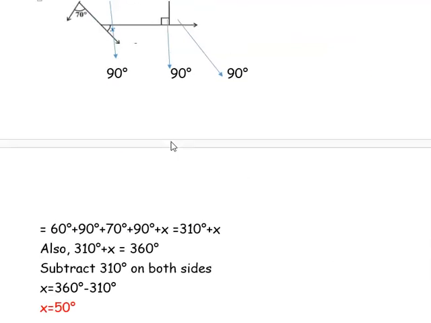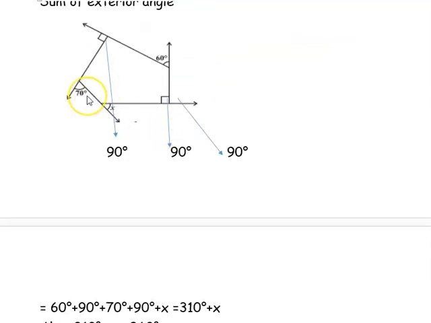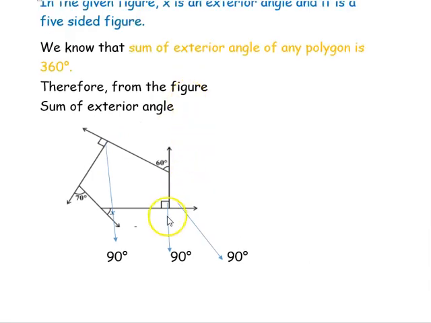Now if you look at the figure, this exterior angle is 70 degrees, this exterior angle is 90 degrees, this exterior angle is 60 degrees. Therefore, this is the exterior angle we want to find. Now we know that this is a straight line and this half is given as 90 degrees. So it's a straight angle, so the total angle is 180 degrees. Half of the angle is given, that is 90 degrees. So the missing angle on this side, this exterior angle, is 90 degrees.